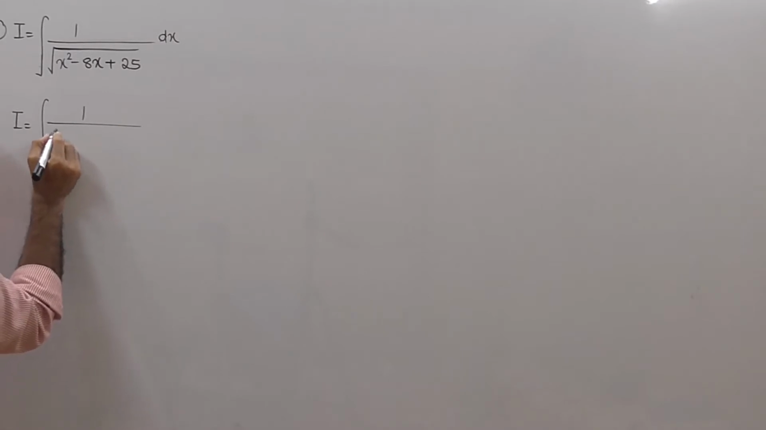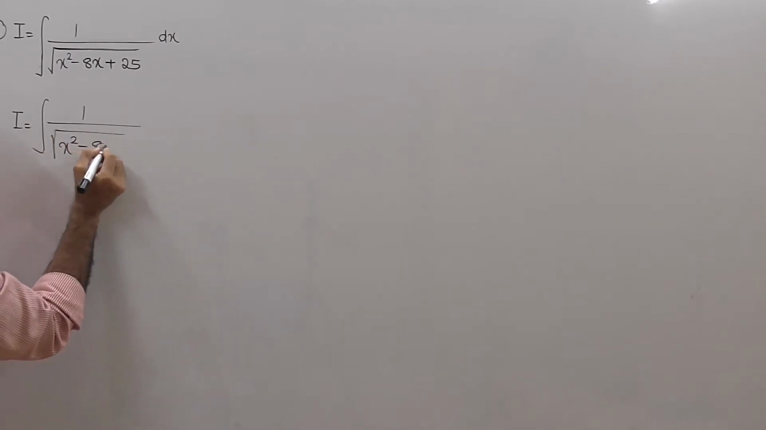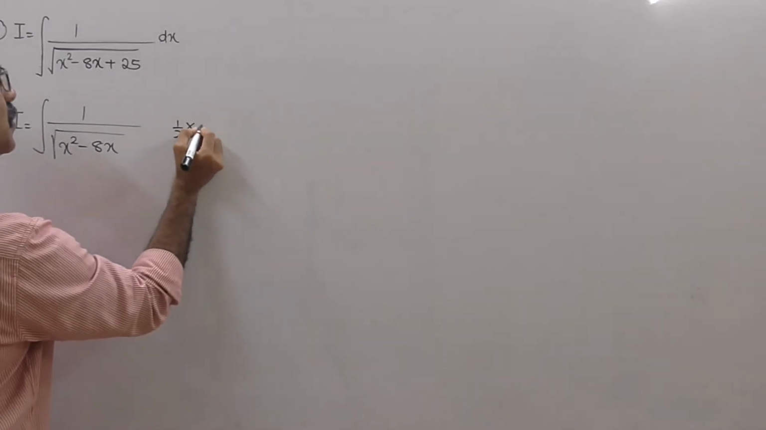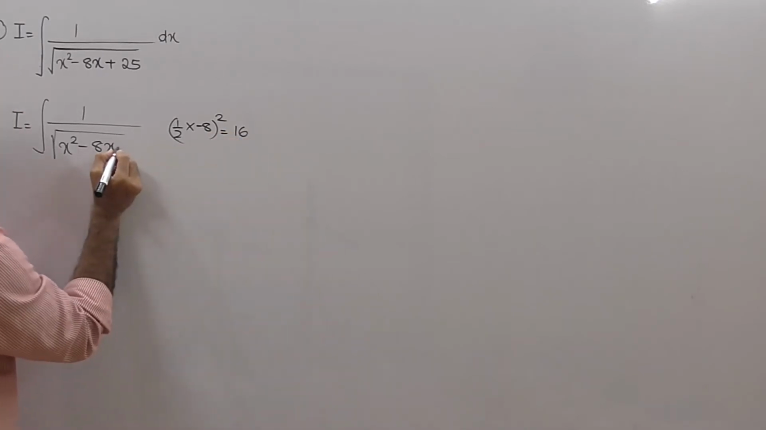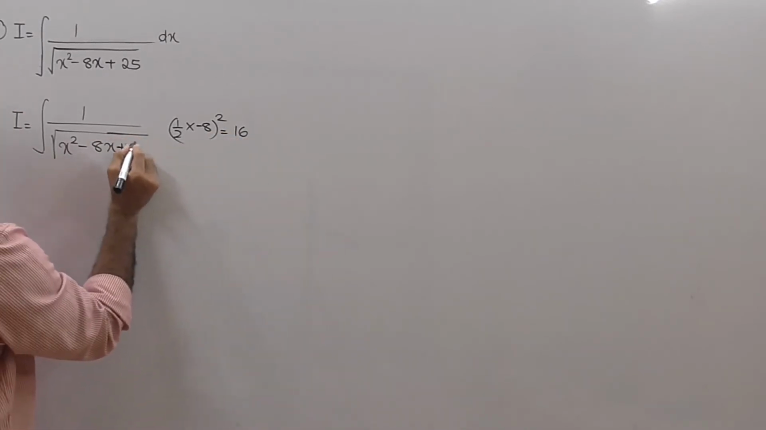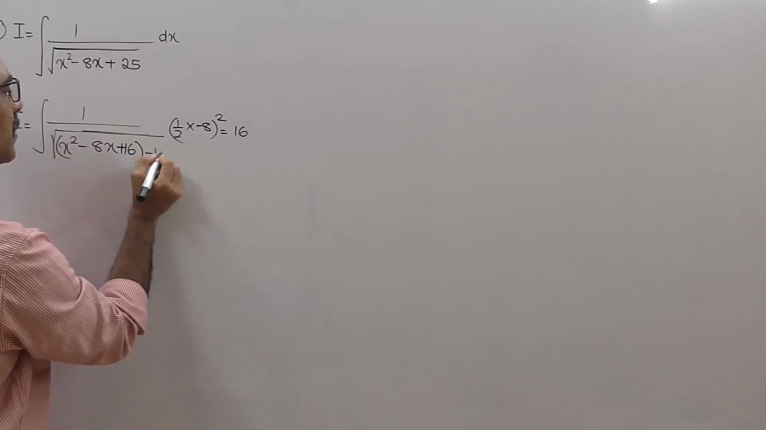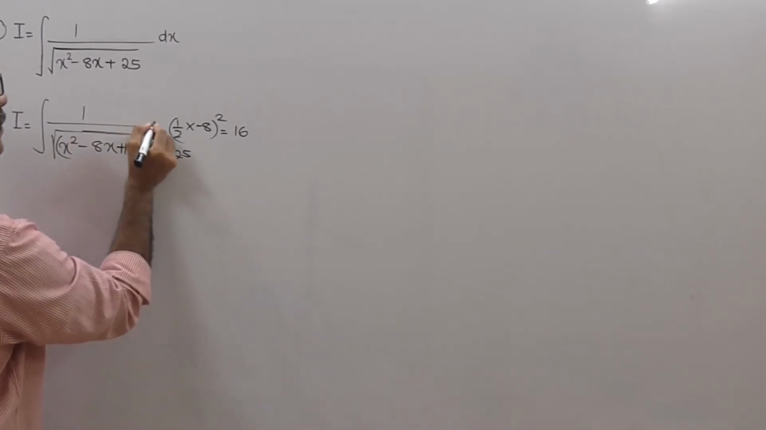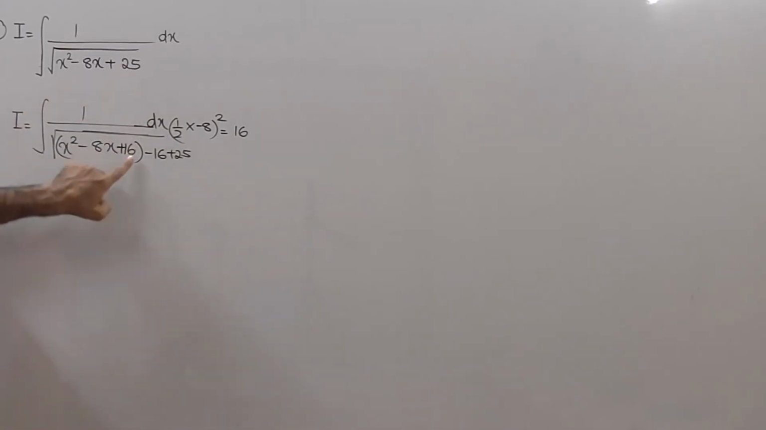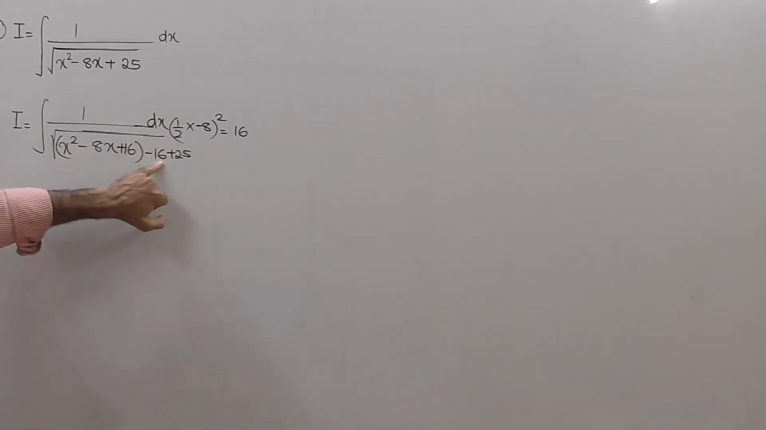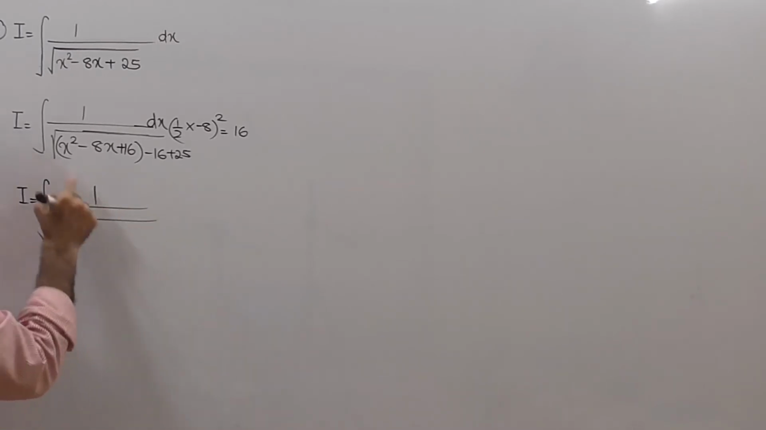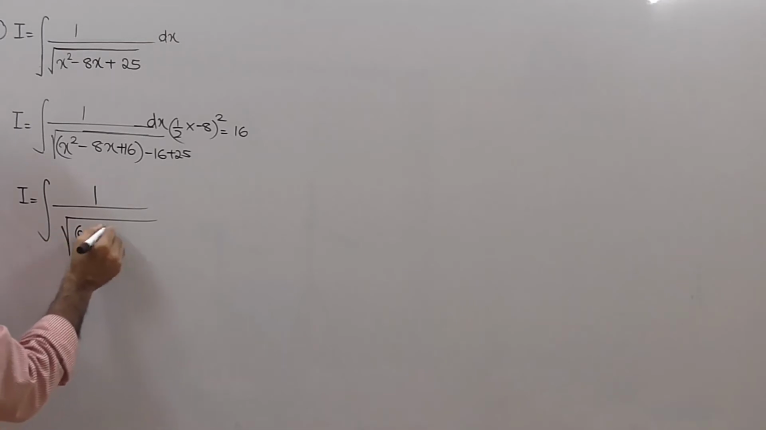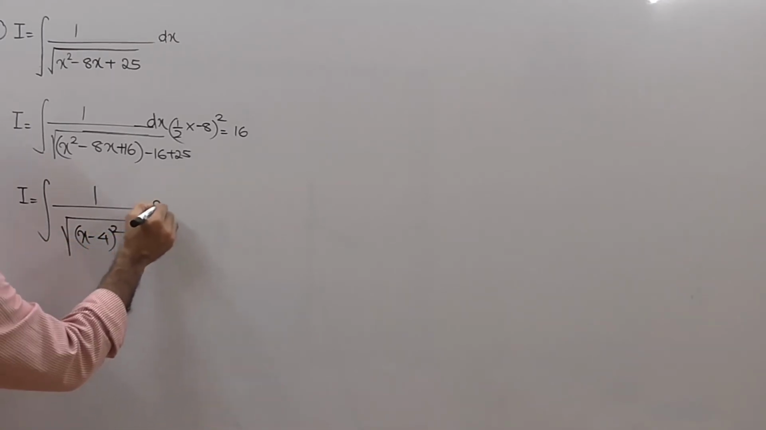1 upon root of a quadratic equation: find the last term. What will the last term be? Half into coefficient of x the whole square, that is minus 4 the whole square, 16. Here I will add plus 16. Against plus 16, I will write minus 16 and I will write the original number. I had 25, I'm writing here plus 16. Plus 16's rectification is minus 16, and this is plus 25. So I get I equal to integration 1 upon root of x minus 4 the whole square plus 9.